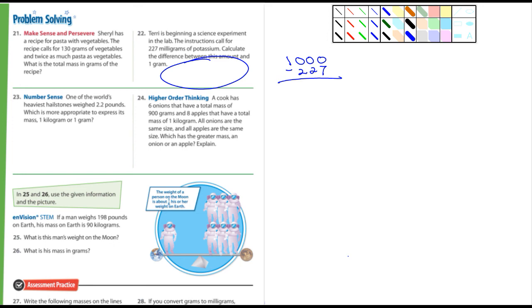Do number 21. I mean, do them all, but I'm going to ask in the class craft about number 21. Of course, if you guys don't do these, then you lose points, so keep that in mind.